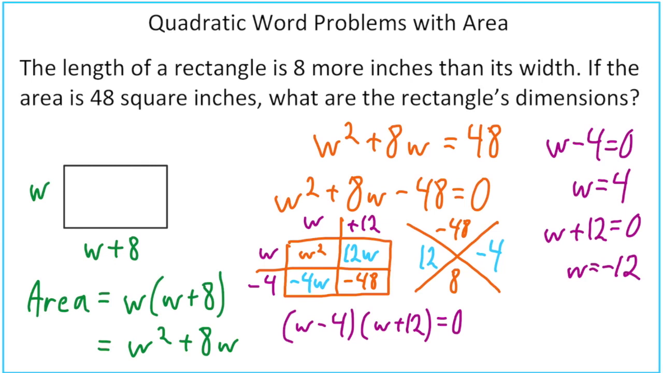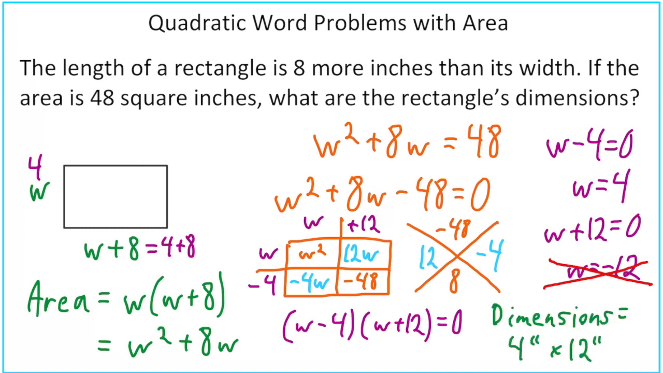Now since this is a word problem, only one of these really makes sense. It does not make sense that we would have a width of negative 12 inches, so we can cross that one out. Now we can go back to our diagram and label our W, or width, 4. That means W plus 8 becomes 4 plus 8. Now we can write our answer. The dimensions are 4 inches by 12 inches.